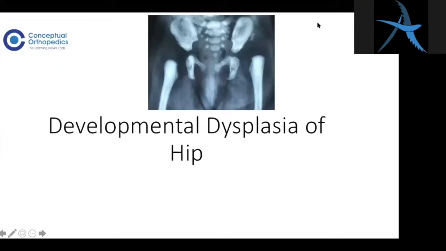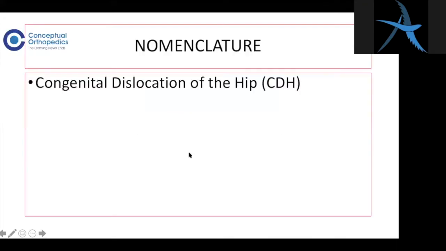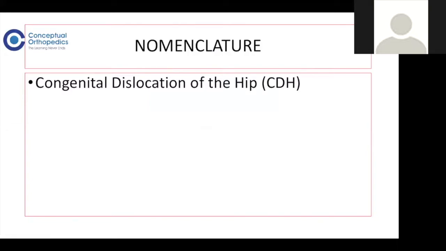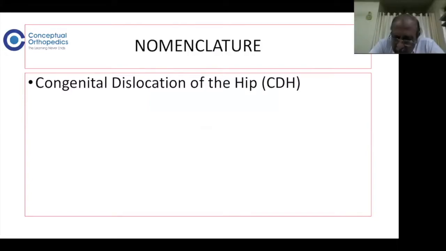My topic today is developmental dysplasia of the hip. Regarding the term developmental dysplasia, previously it was called congenital dislocation of the hip joint. Later it was found that it is not always congenital, as some of the hips which are normal at birth later develop dysplasia and dislocations.